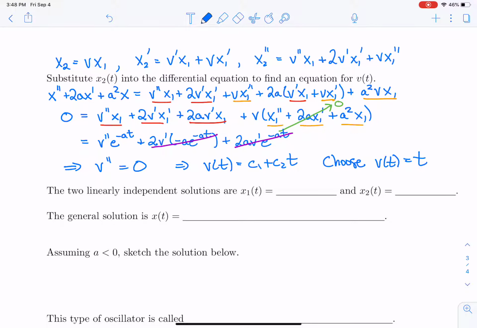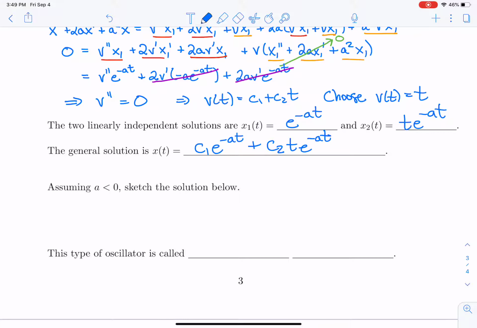I don't need the constant part. I just need a t, and I don't need the constant in front of t because that will come out in my general solution. So my two linearly independent solutions are going to be e to the minus at and t e to the minus at. And you can check that they're linearly independent, again, by taking the Wronskian, although we know that they will be because v of t was not constant. So the general solution looks like c1 e to the minus at plus c2 t e to the minus at.